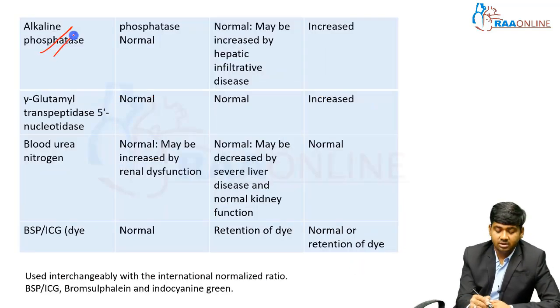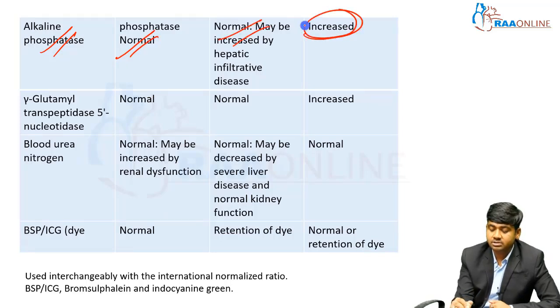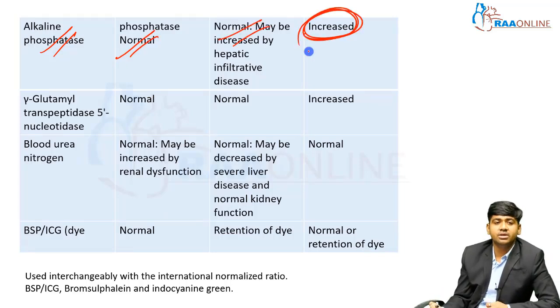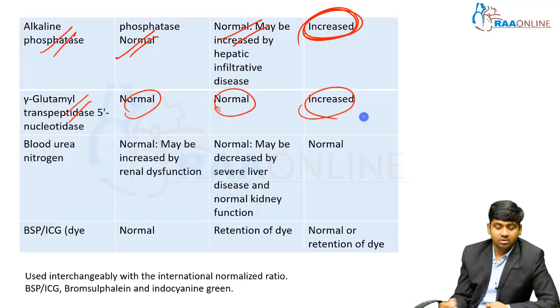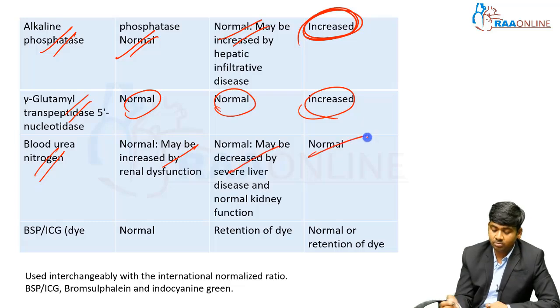Alkaline phosphatase: here it is normal, here it is normal, here it is increased, because it is mainly sourced from the CBD. GGT: normal, normal, here it is increased. Blood urea nitrogen: normal, normal, normal.